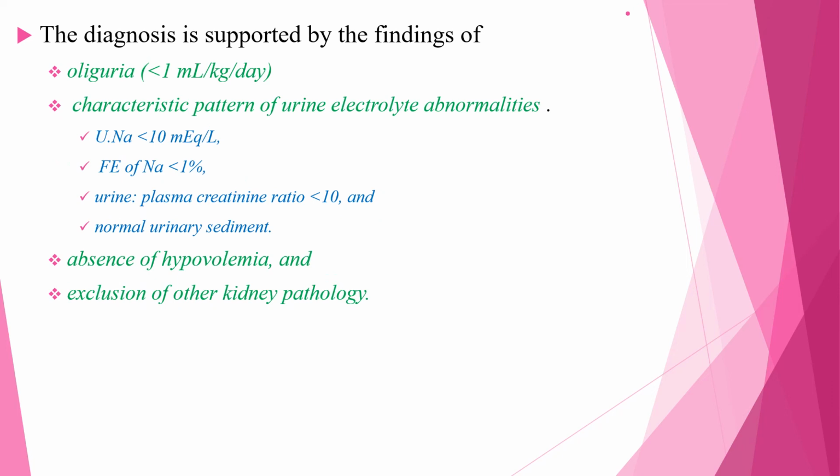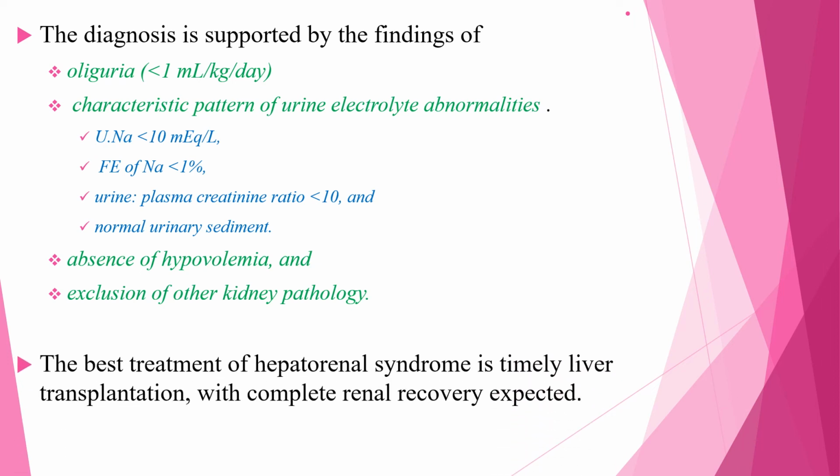The diagnosis of hepatorenal syndrome is supported by the findings of oliguria, and a characteristic pattern of urine electrolyte abnormalities such as urine sodium less than 10 milliequivalents per liter, fractional excretion of sodium less than 1%, urine to plasma creatinine ratio of less than 10, and the normal urinary sediment. It is also supported by absence of hypovolemia and exclusion of other kidney pathology. The best treatment for hepatorenal syndrome is timely liver transplantation with complete renal recovery expected.